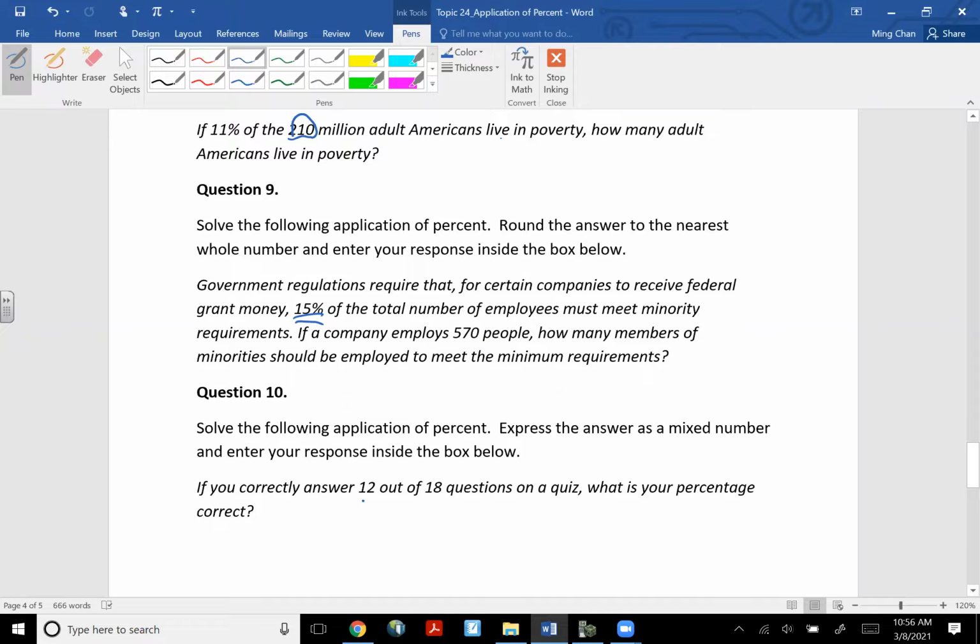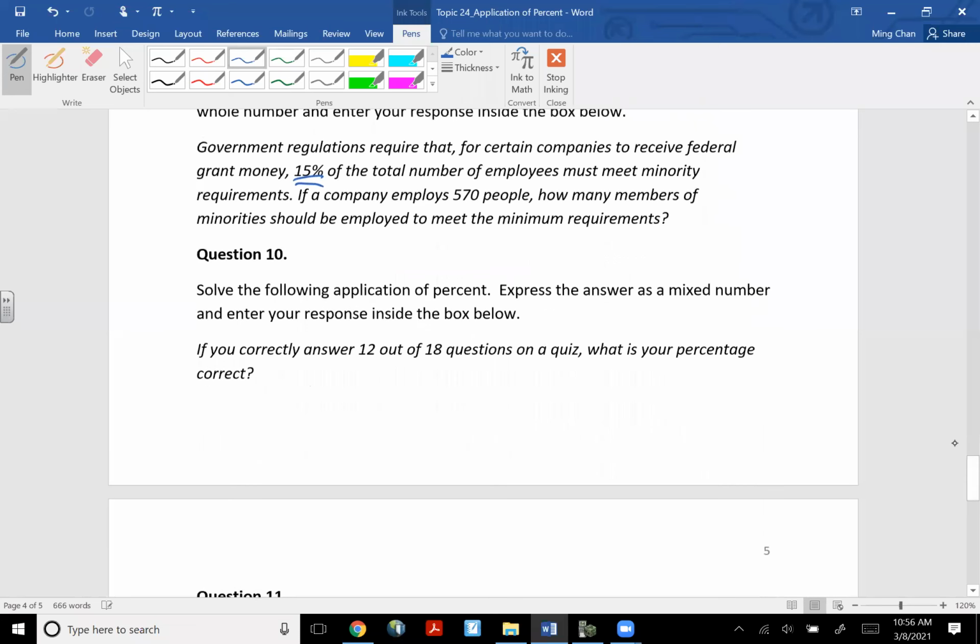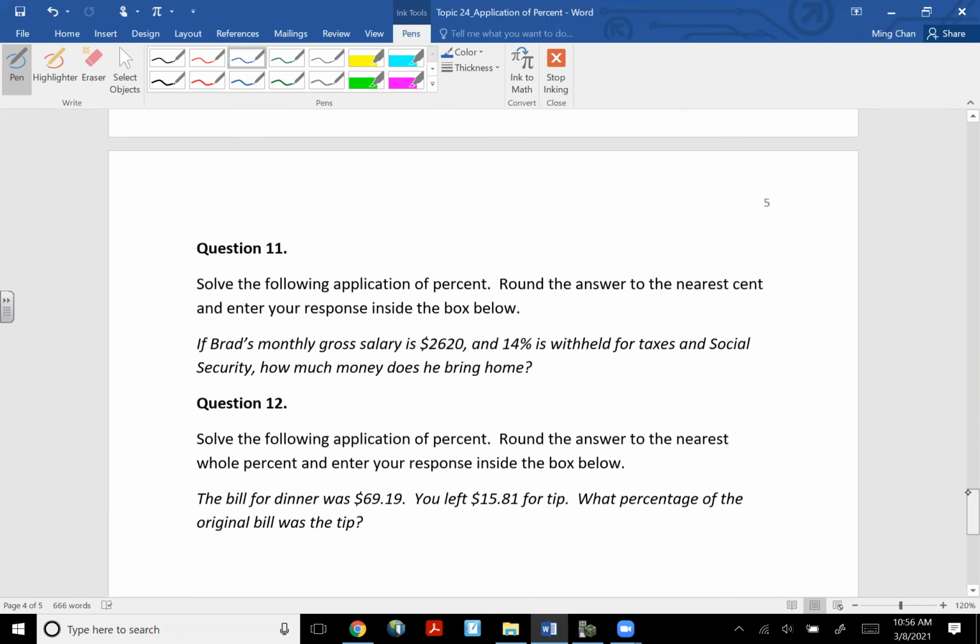All right, if you correctly answer 12 out of 18 questions on the quiz, what's your percentage? Of course, 12 has got to be the part. 18 is the total number of questions. So in this question you're looking for the percent: part divided by whole times 100.